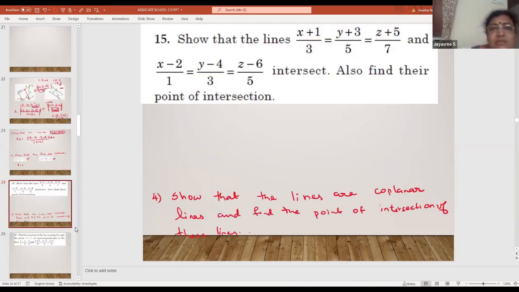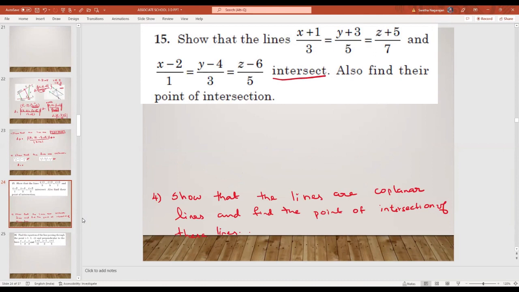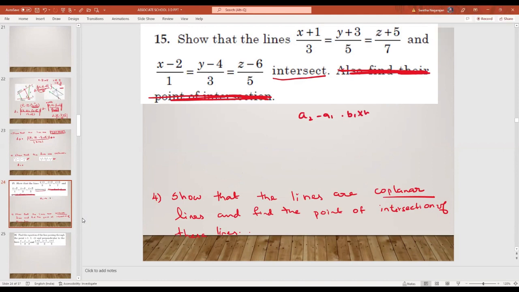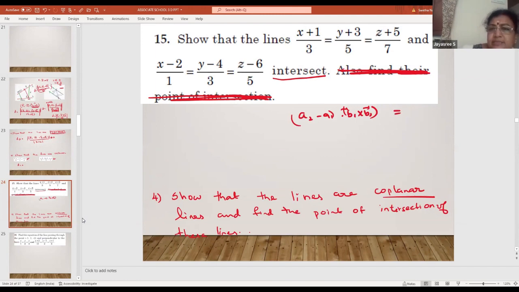And the next question is, here they are not telling to show coplanar. So we can show the lines are intersecting. If this question is given, show the lines are intersecting lines, we can show they are coplanar. That means we can show that A2 minus A1 dot B1 cross B2 is 0, and then we can say that they are coplanar lines. Coplanar lines, they intersect, so they are intersecting lines.